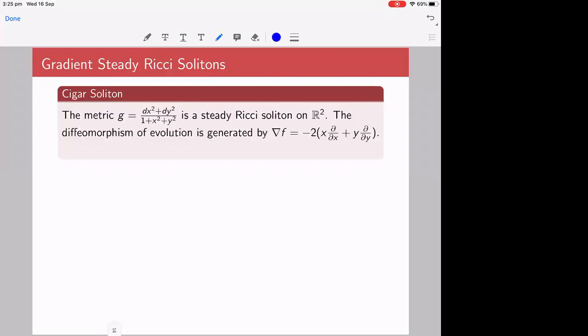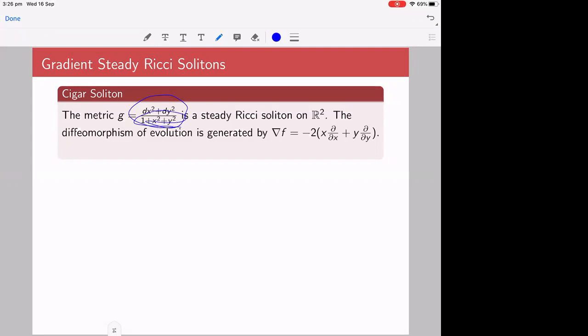All right, so what about the steady ones? Well, one cool example of a steady Ricci soliton was given to us by, I'm pretty sure, Hamilton. This is a Riemannian metric on R2. It's not the standard flat Euclidean Riemannian metric on R2. It's the metric given by this quantity here: the standard Euclidean metric scaled according to this sort of parabolic condition here.